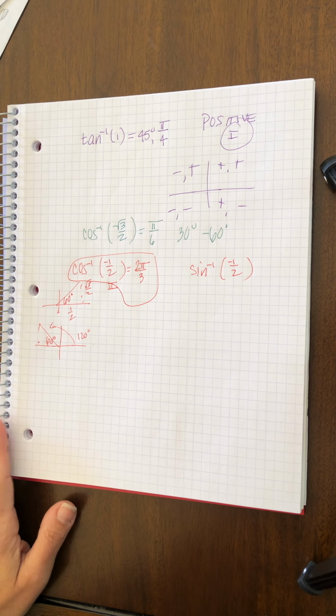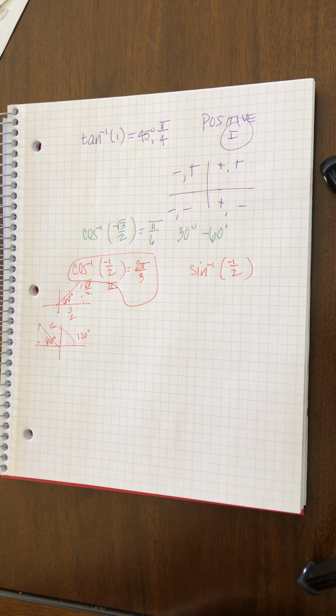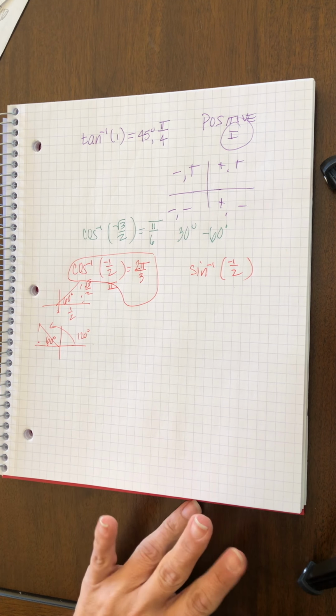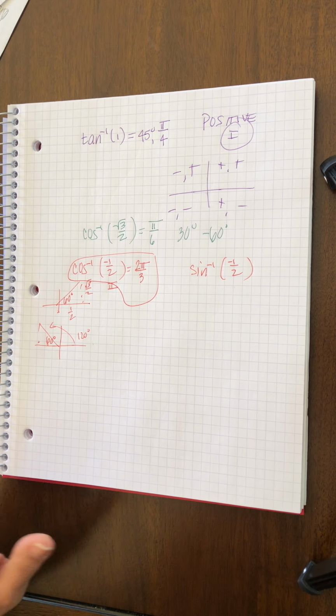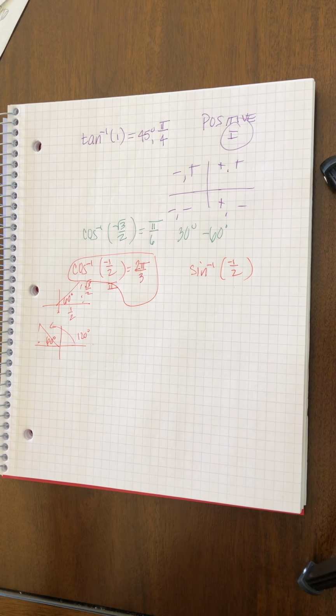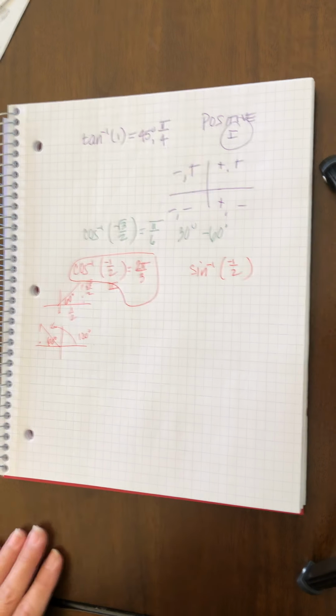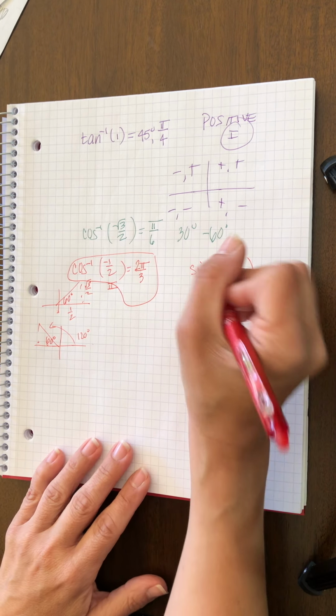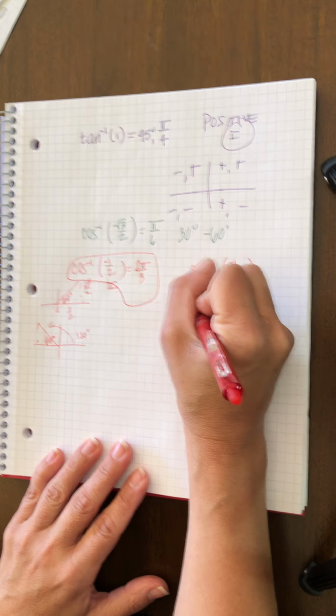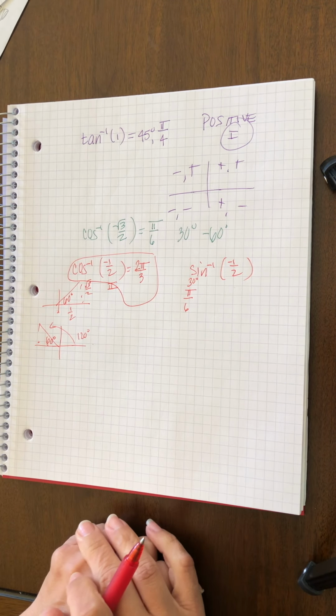The inverse sine of negative 1/2. First, figure out what's the angle that has a sine of 1/2. Forget the negative for right now. What's the reference angle that has a sine of 1/2? And hopefully you're getting better at this. And the answer is 30 degrees, pi over 6.